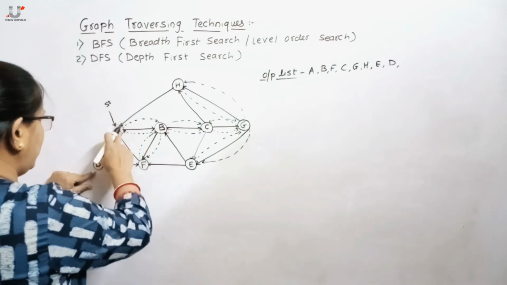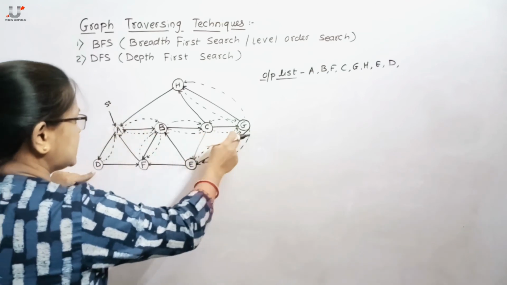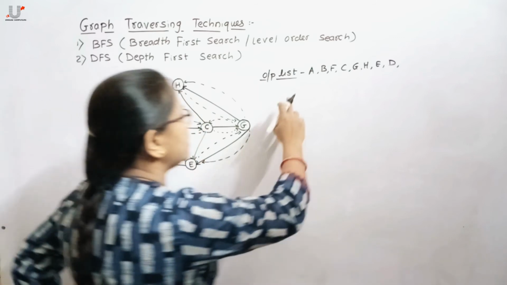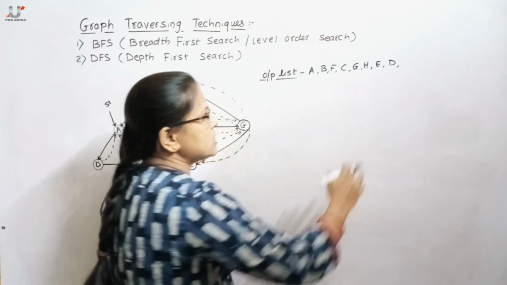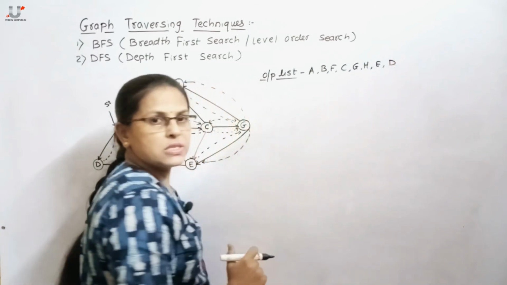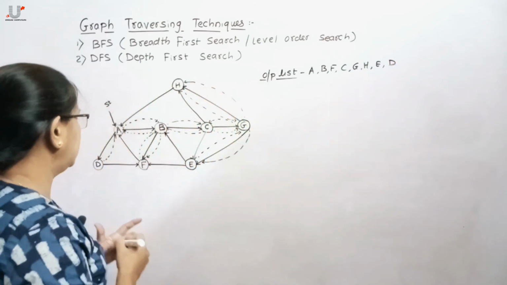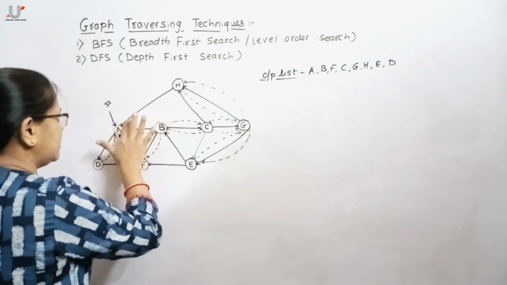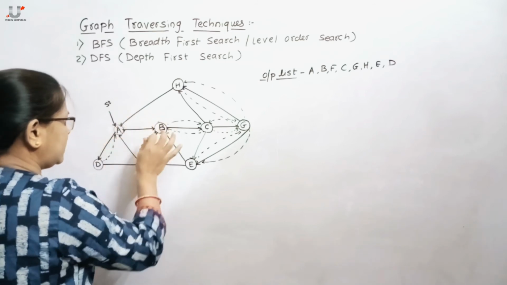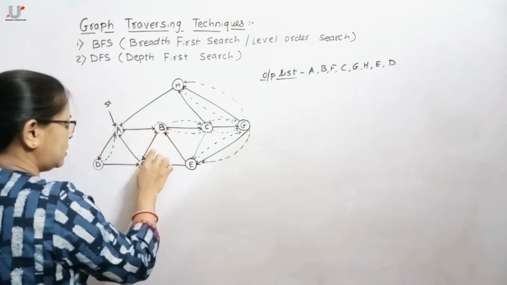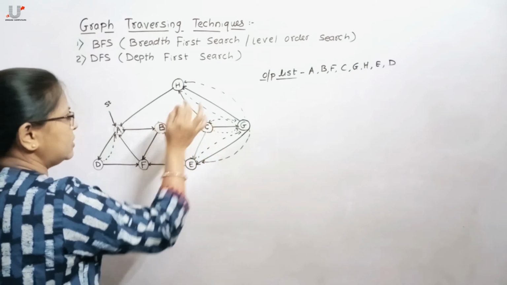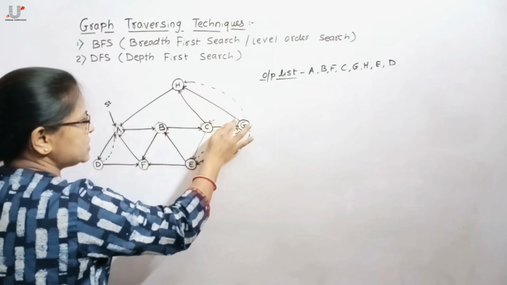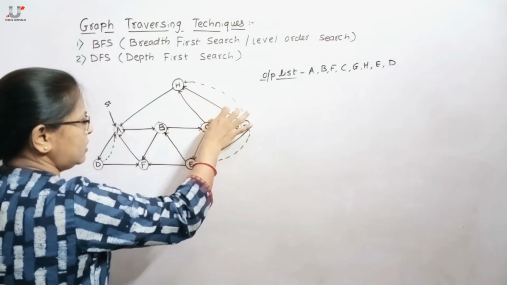that's it. Here 1 2 3 4 5 6 7 8 number of nodes are there in output list, 1 2 3 4 5 6 7 8. So this is the valid DFS traversal of given graph. Here also we can get number of outputs, number of DFS traversal of a same graph is possible.